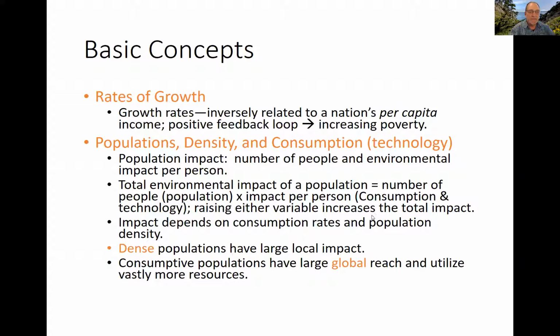Dense populations tend to have large local impacts. We can apply that to the density of populations in urban settings, and we could also examine that among the populations of countries in Europe, which tend to have much greater densities, numbers of people per square kilometer, than we have in the United States. Consumptive populations have large global reach and utilize vastly more resources. So the United States has a disproportionate consumption rate for human populations.